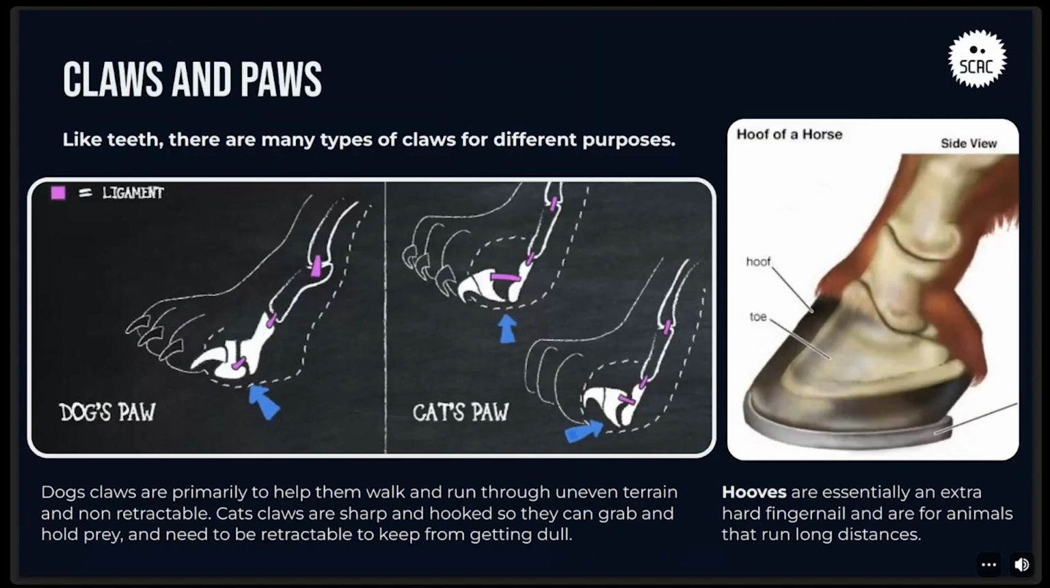And then lastly, I'm going to talk about hooves for a second. It's weird to think of claws as hooves, but it's kind of accurate because they're essentially just an extra hard fingernail designed for animals who run long distances. Those are made to give extra support when running and when traveling.